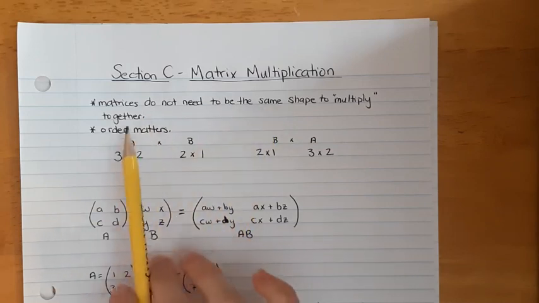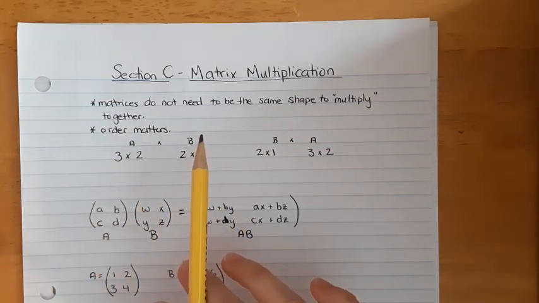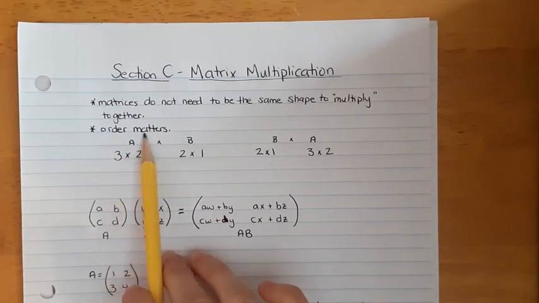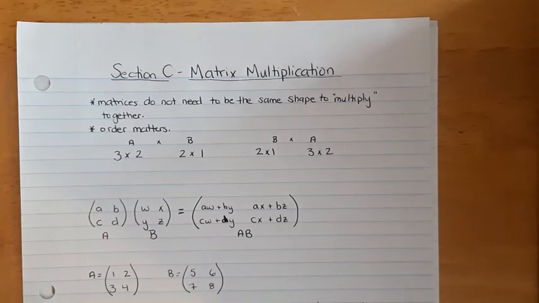Even though they don't have to be the same shape, you cannot multiply together any two matrices. And I put here, order matters. So you're not going to get the same answer if you multiply matrix A by B as you do if you multiply B by A. That's going against what we know about multiplication, because for years we've said, well, 2 times 3 is the same as 3 times 2. But that's not the case when it comes to matrices.